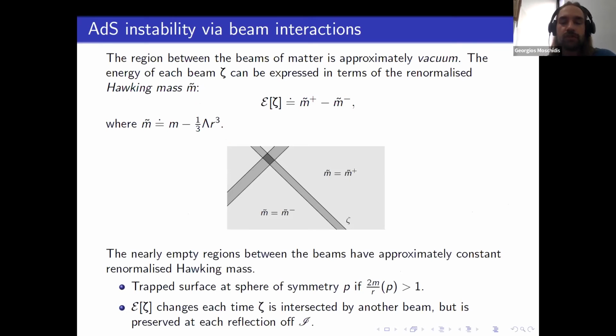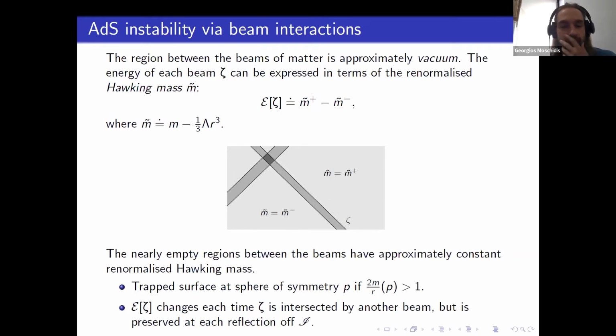First of all, let's see how we're going to measure the energy content of each of those pulses. Again, this is heuristic. If we assume that here we have an ingoing beam of matter, and that most of the matter is contained inside that beam, then the renormalized Hawking mass in the exterior region here and here is constant here and constant there. So we're going to measure the energy content of the beam simply as the difference of the renormalized Hawking mass in those two regions, and that energy content is going to be constant along this beam as long as this beam does not intersect another beam, right?